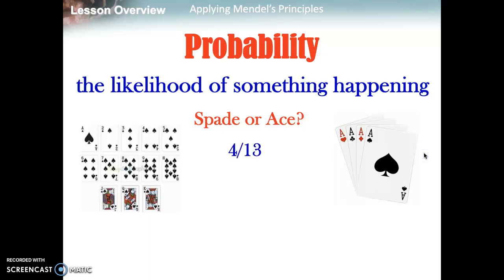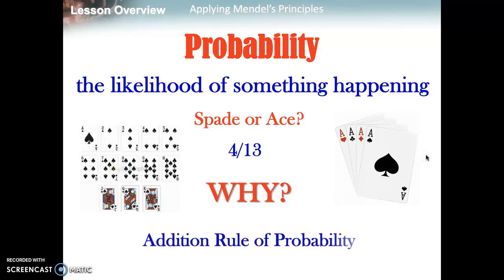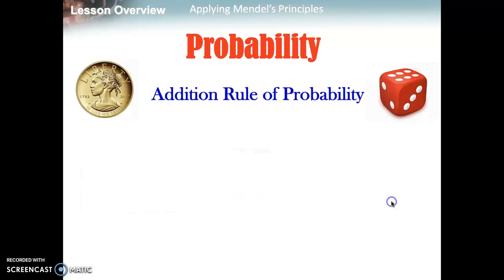You have a 4 in 13 chance of getting this. Why is that? Why do you have a 4 out of 13 chance of getting a spade or an ace? So let's figure out why that is the correct answer. This is called the addition rule of probability. This is our third rule that we have to look at so that we can better understand how genetics works. So what does the addition rule say?